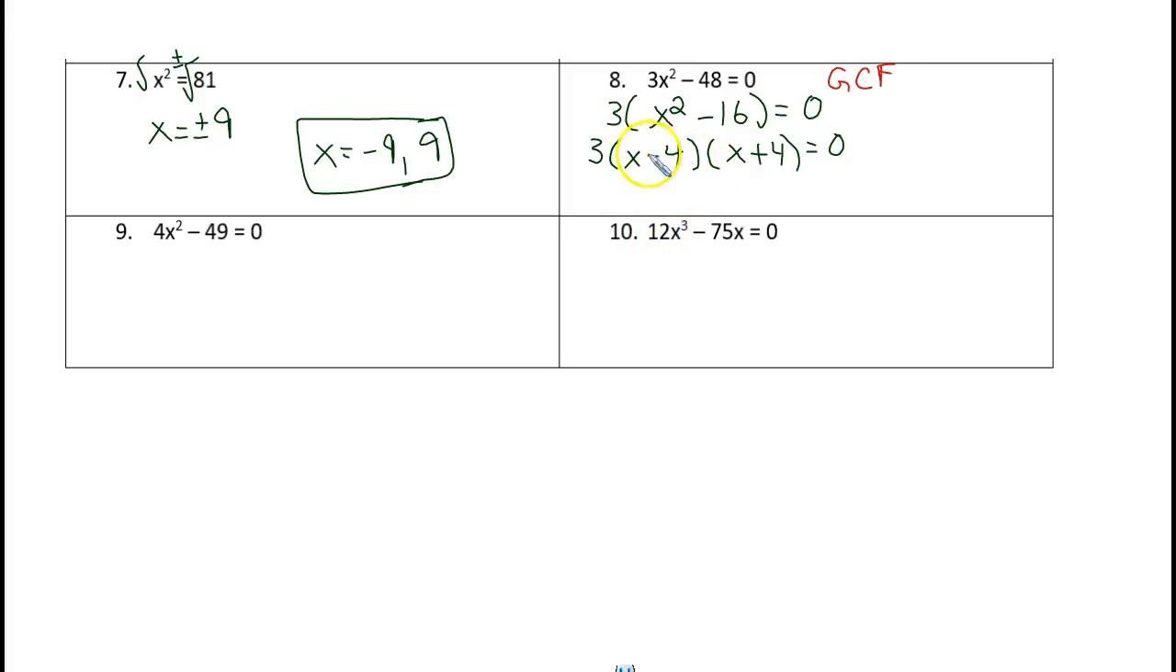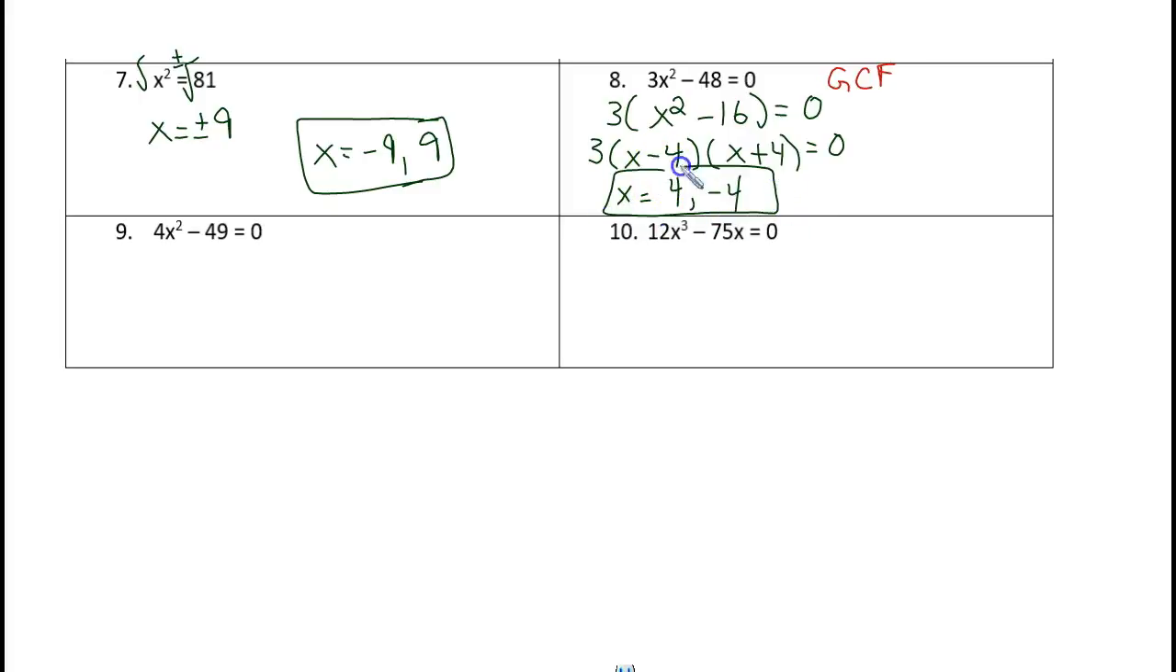Now, remember, I've been showing you a technique where we're technically going to set x minus 4 equal to 0 and x plus 4 equal to 0. But we can do the opposite of the constant over the coefficient. Here, that will be positive 4 over 1 and negative 4 over 1. That's a little shortcut that you can use rather than writing it out every time.